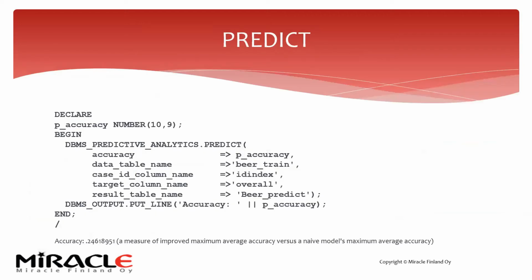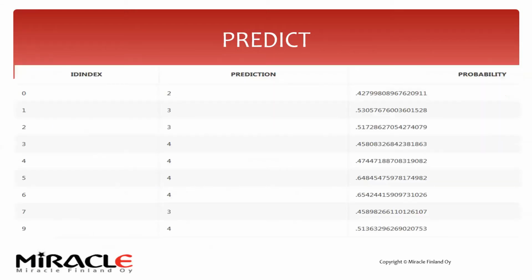So when you do the prediction, this is how you do it. So you call the predict. I have defined here accuracy as my metric. I have given the name of the table. I have given the primary key of the table. I have given the target column I want to predict. And then again, a table where I want to store the predictions. The accuracy here is not very good, so this is probably not a good model, by the way. What I get here is that beer number 1 will be predicted as 3 with a probability of 53%, and so on.